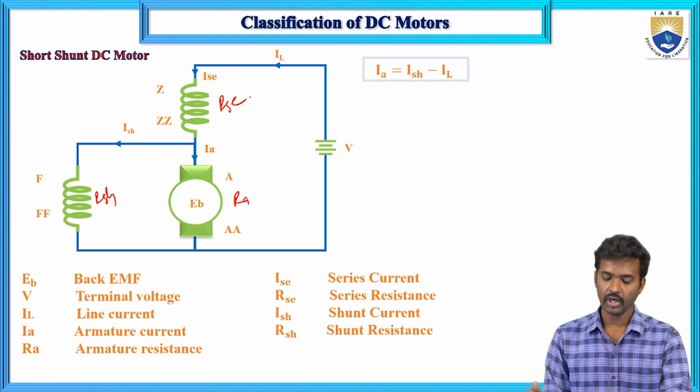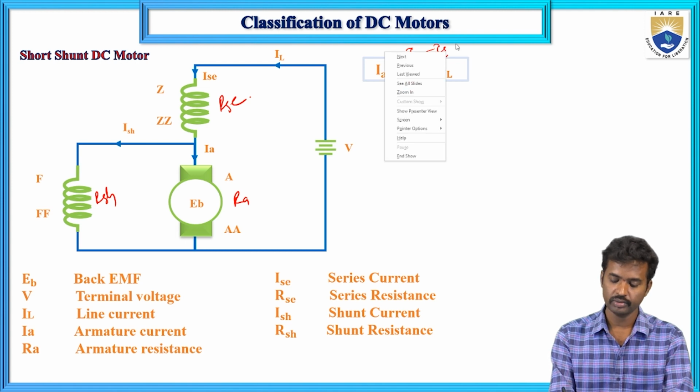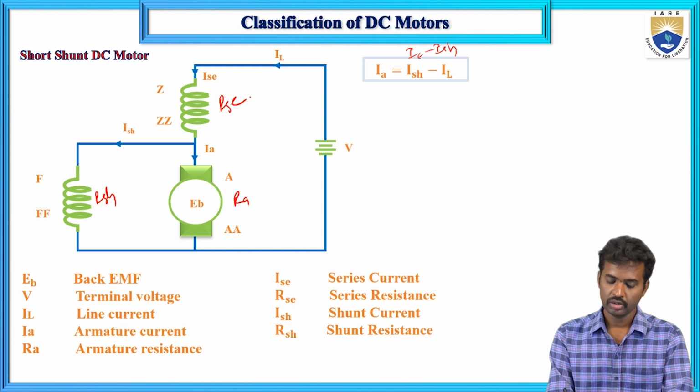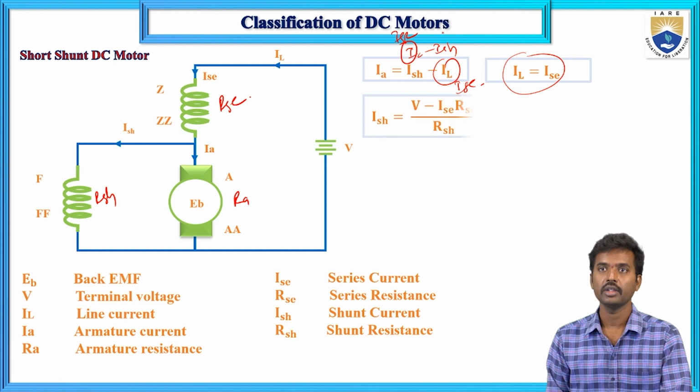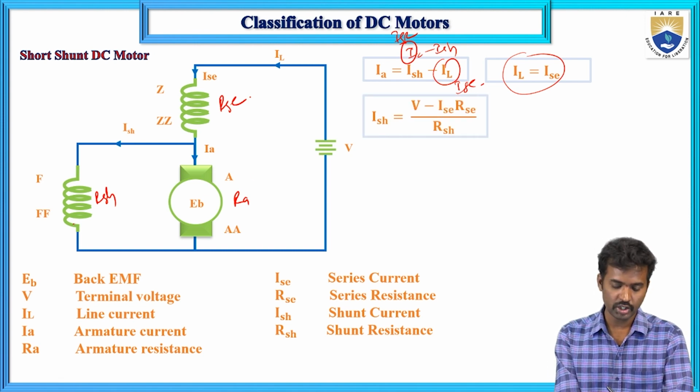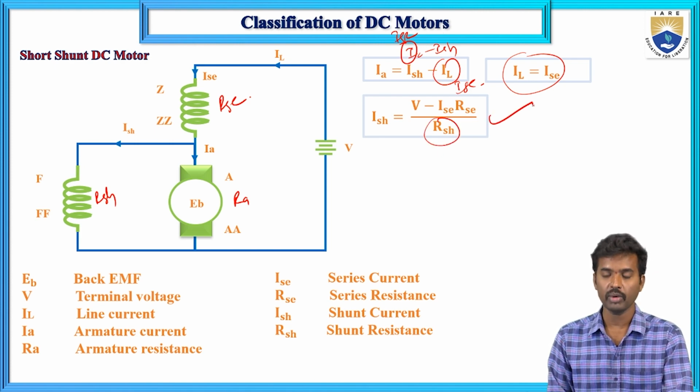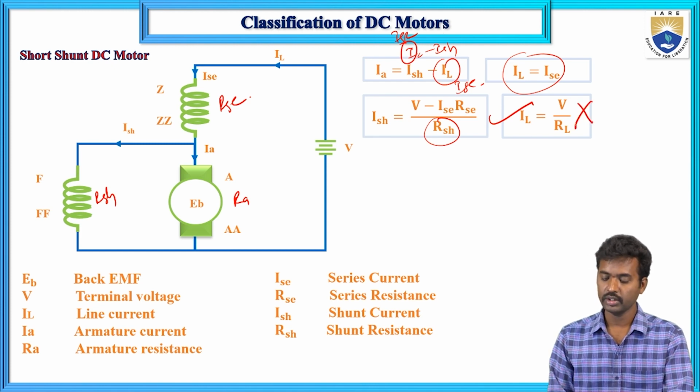Now the formulas. I_SH equals I_L minus I_series. Here I_L means I_series, we can call it. So I_SH equals (V minus I_series times R_series) divided by R_shunt, where V is the total voltage and I_series R_series is the drop across the series winding. That is the I_SH formula. Next, I_L is not required.